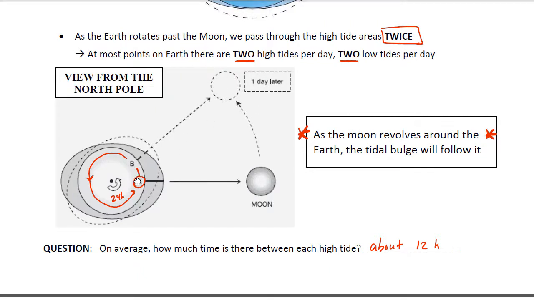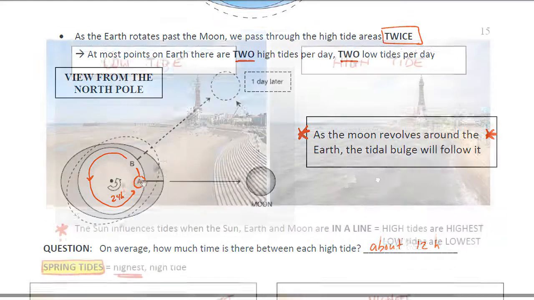Okay, so we know then that as you're spinning on the Earth, again, this is the North Pole, so we're looking straight down on top of the Earth, you are going through 2 high tides a day, on average. So 2 high tides, 2 low tides. Please memorize that. It's about 12 hours difference between high tide and the next high tide.